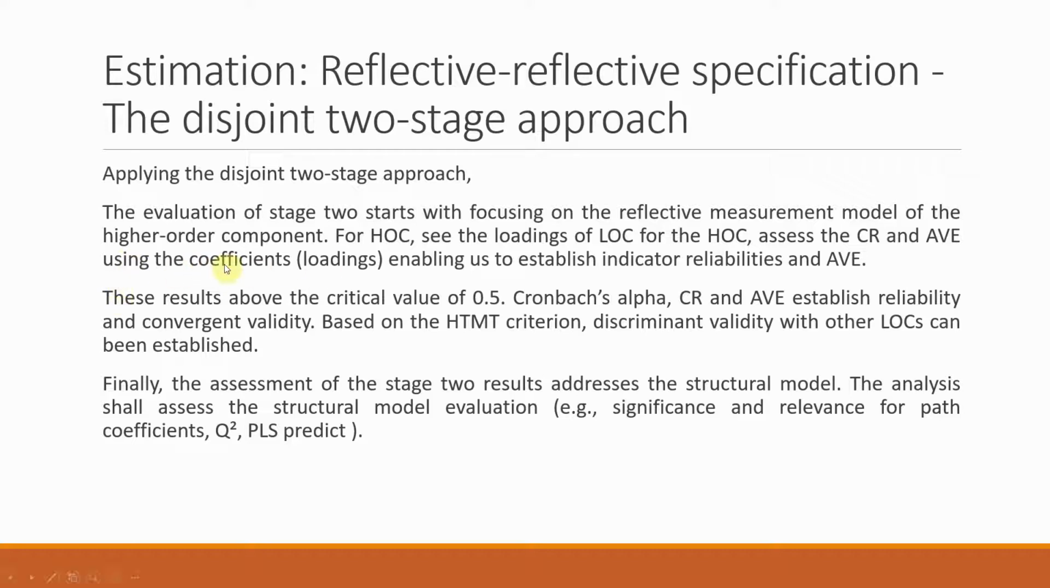Now in this case we will use the coefficients that they will now refer to as loadings. Now these results above the critical value 0.5 Cronbach alpha, CR and AVE establish reliability and convergent validity. And again we will use HTMT for discriminant validity. And finally for the structural model we can use the structural model evaluation, that is path coefficient, PLS predict and Q square.